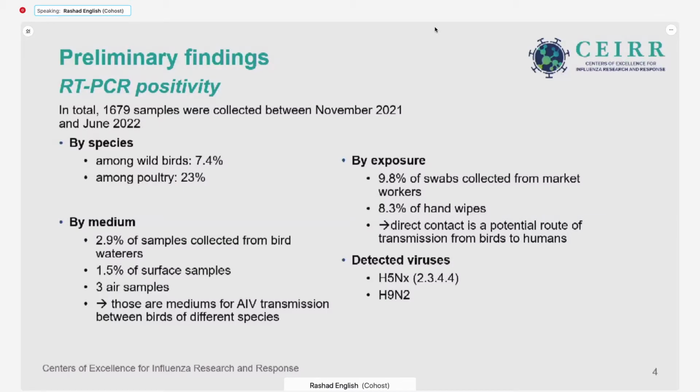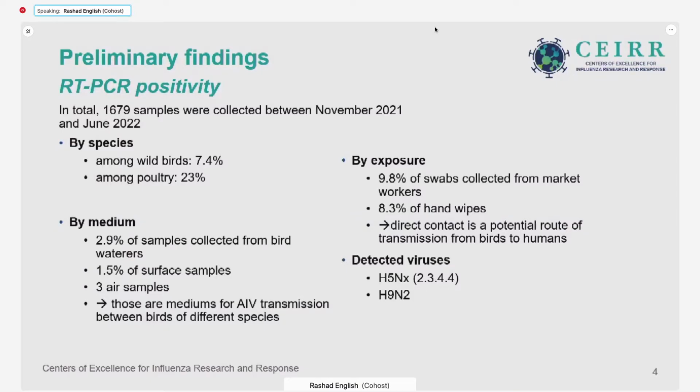If you look by exposure, especially among the workers, 9.8% of the swabs were positive, so that's really, really high. And we're still working through these samples to really understand whether it's just contamination or active infection. And then 8.3% of the hand wipes that we have collected were also positive for avian influenza viruses. So far, our data is indicating that direct contact is really a strong route of transmission from the environment or from the birds to the humans.